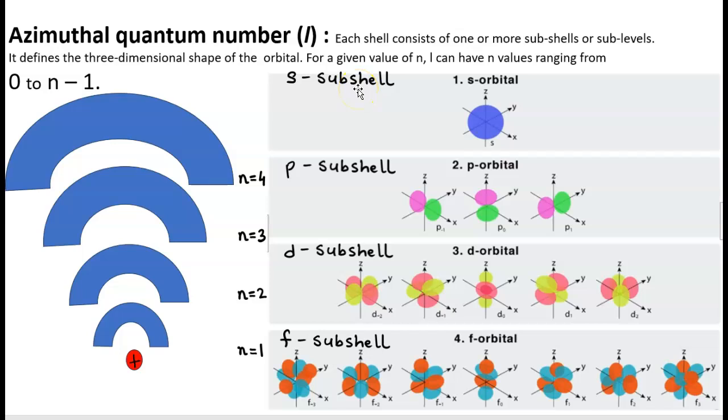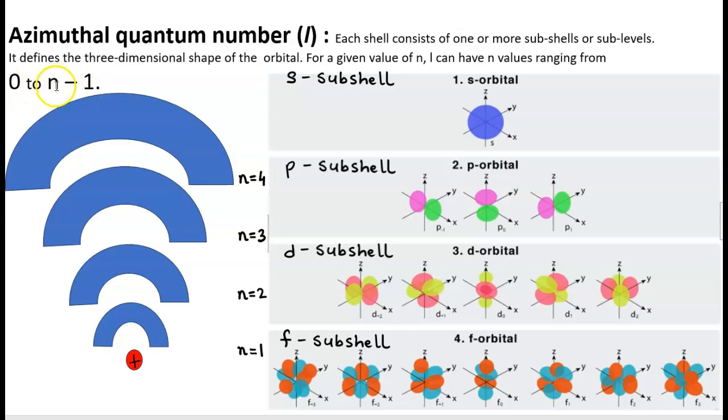Okay, so it basically defines the shape of the orbital. If the subshell is S, that means the orbital has a spherical shape. If the subshell is P, that means the orbital in which the electron is present is dumbbell shaped. So in this way the azimuthal quantum number tells us about the shape of the orbital in which the electron is present, and its value ranges from 0 to n minus 1.